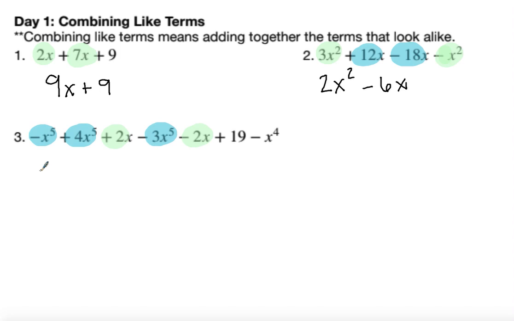So I'm going to start with my x to the 5ths. I've got negative 1x to the 5th plus 4x to the 5th, which will make 3x to the 5th, minus 3x to the 5th, which means all of those are going to cancel each other out. Next, I'll put my negative x to the 4th. So if you'll remember, when we put our exponents in order from highest down to where we don't have any, we call that standard form. And we'll talk more about standard form here in a little bit. So I've got negative x to the 4th. Next, I would do my 2x minus 2x, and those will cancel each other out. And then at the very end, I'll have plus 19.